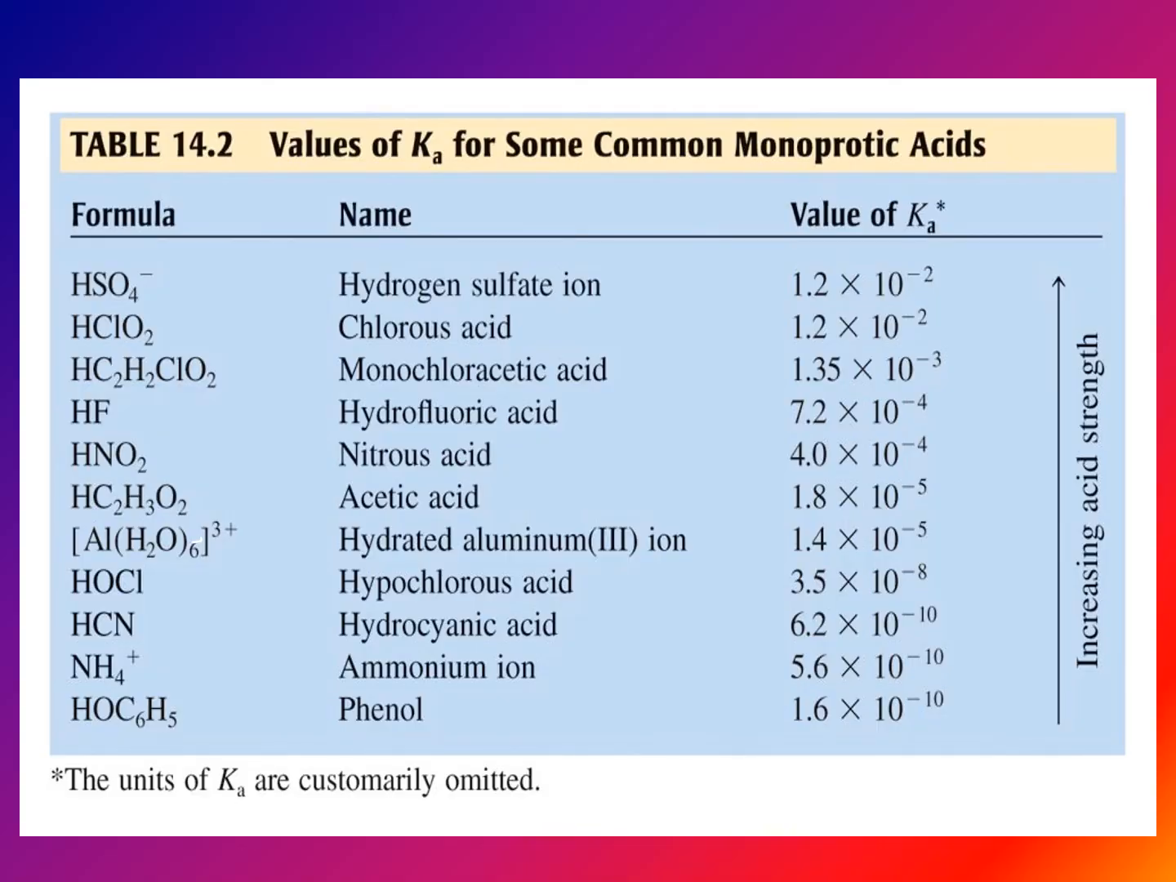Here's some of our values for Ka. The smallest values are at the bottom. There's your ammonium ion, and there's that bisulfate ion.